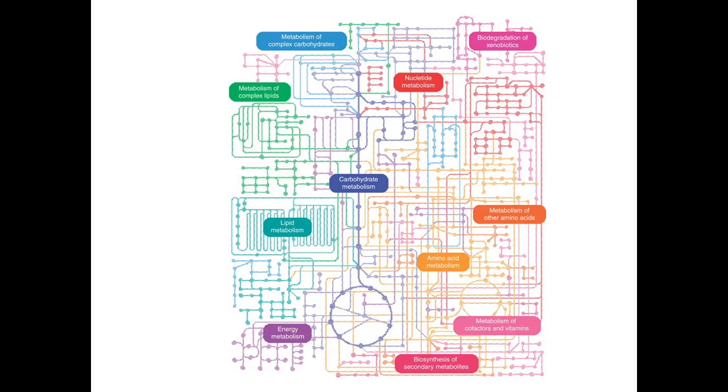So what we call metabolic network analysis is the analysis of a complex set of reactions. For example, if we want to analyze how this metabolite affects that metabolite, you have to undertake metabolic network analysis.